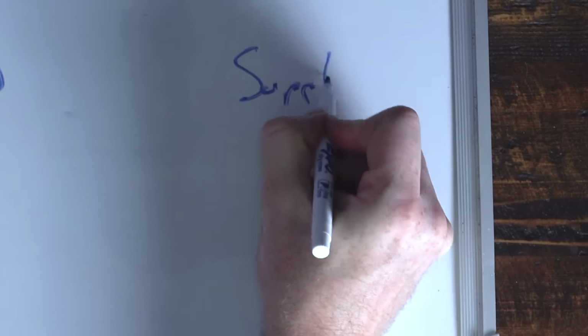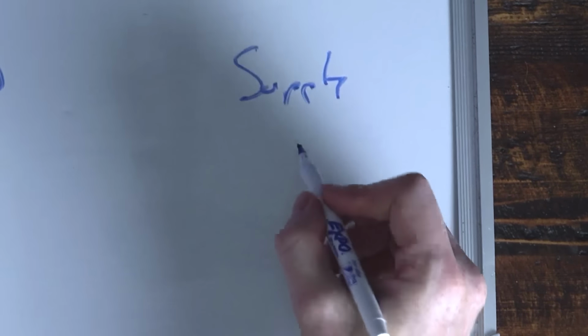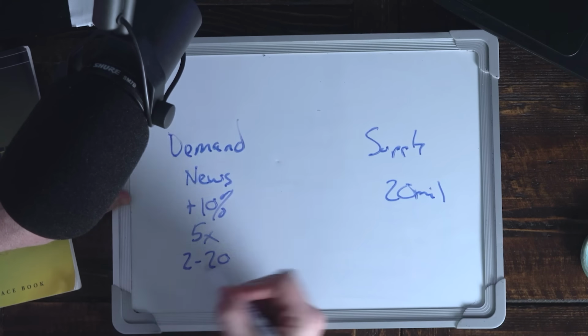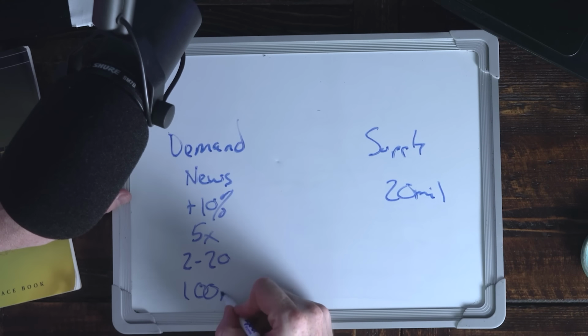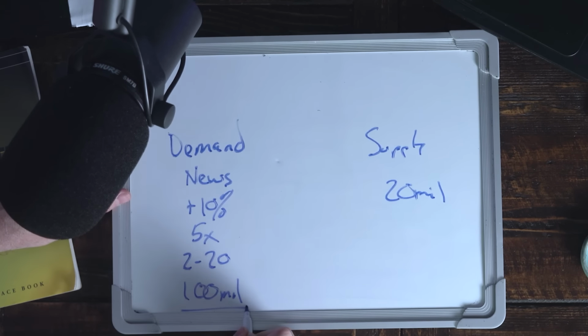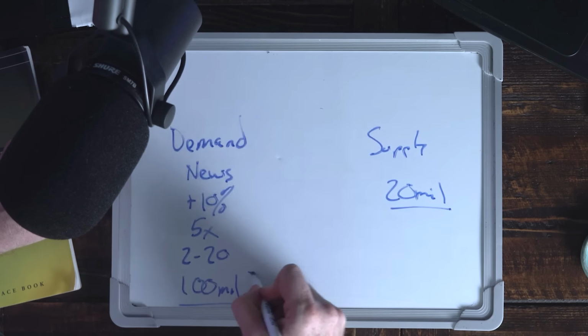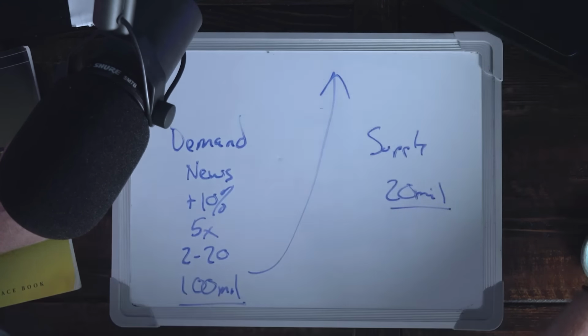Supply, this is the number of shares available to trade. So let's say the float is 20 million shares. And let's say on this particular day, the stock has 100 million shares of volume. So 100 million shares of demand versus 20 million shares of supply, what do you think is going to happen? You're going to have a huge move. That's what we like to see.